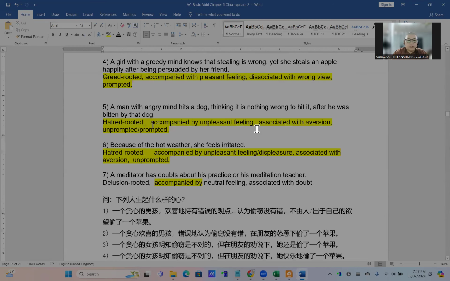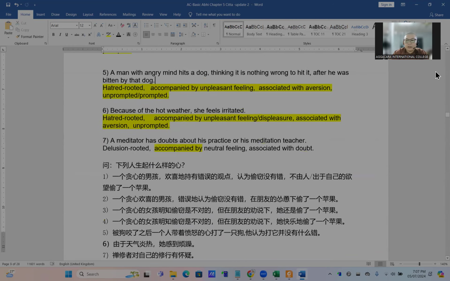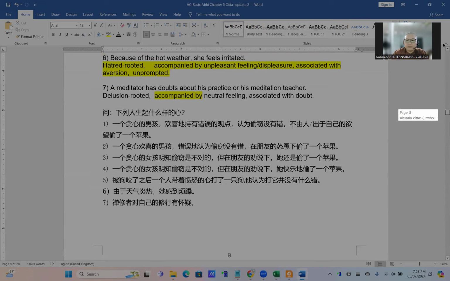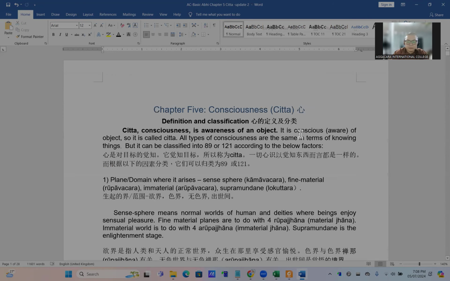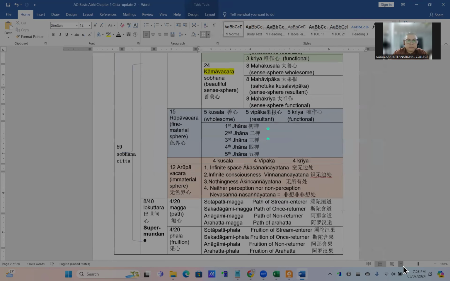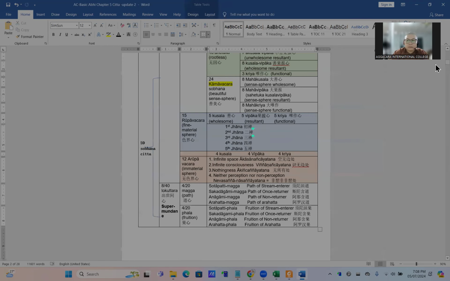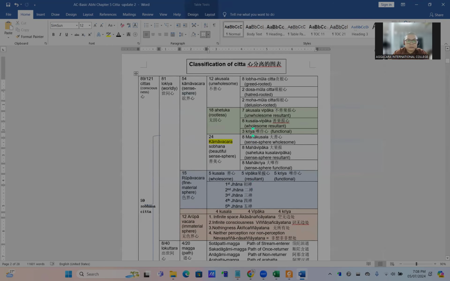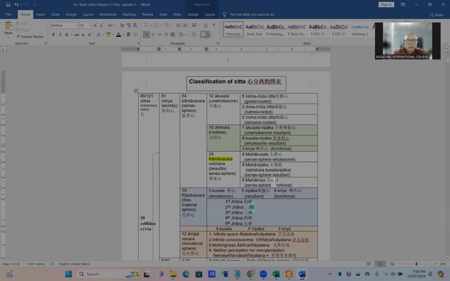So if you look at the 31 planes chart, the 89 consciousness at the beginning. We have 89, and 81 is the worldly, of which you have the 54. This is called Kamavacara. Like I just said, sense sphere, Kamavacara, where we have finished the 12 akusala, unwholesome.